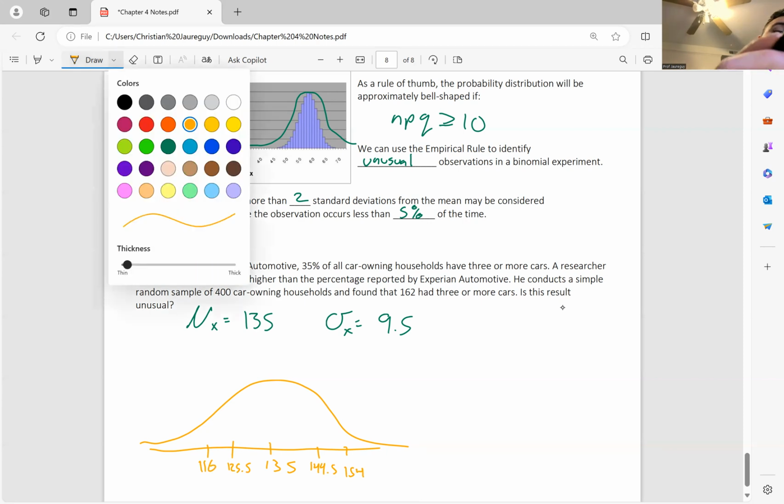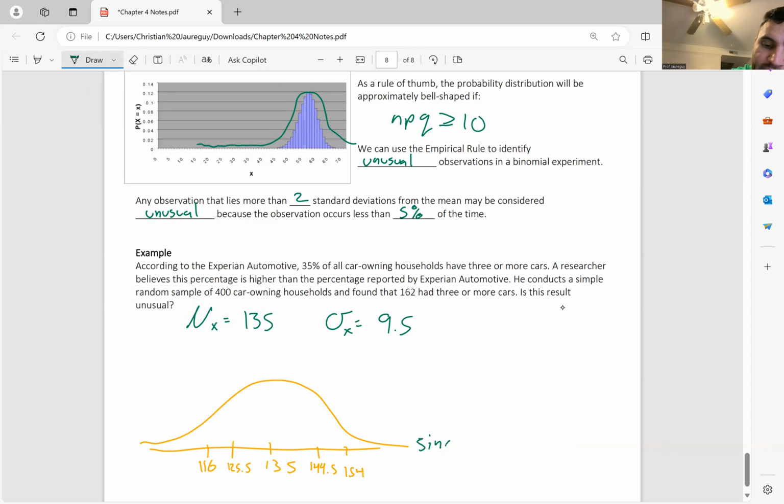And basically, since 162 is greater than 154, it is unusual.